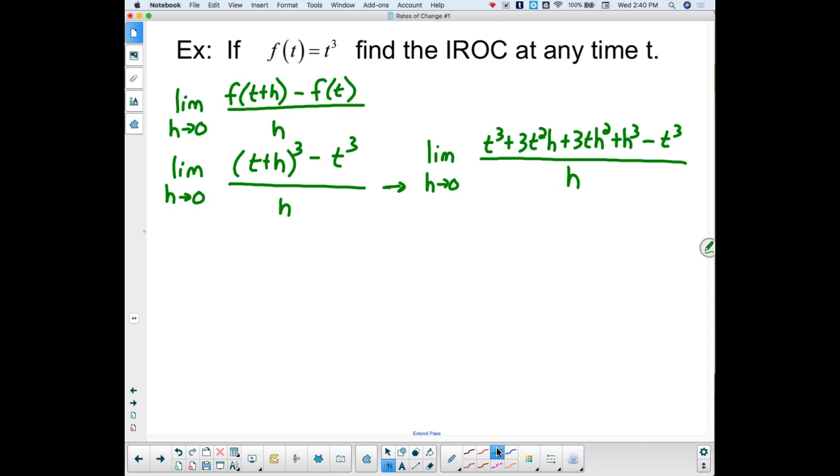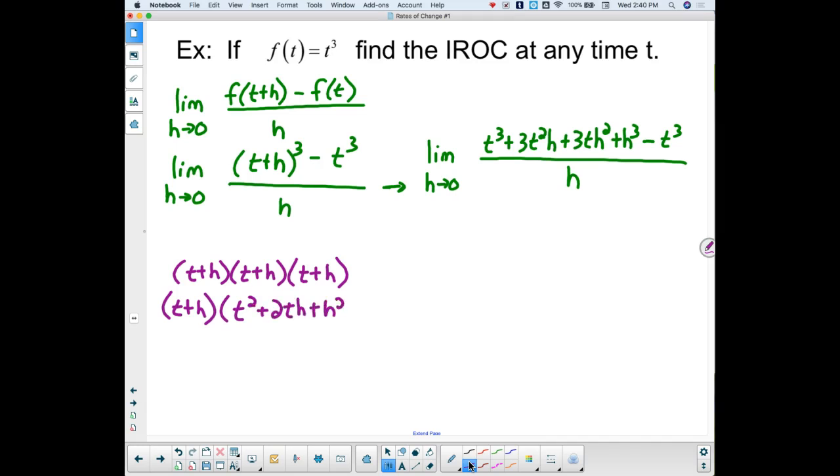t plus h quantity cubed is t cubed plus 3t squared h plus 3th squared plus h cubed. You can do that one of two ways. You could take the three binomials, multiply them out, then double distribute again, add those all up together, and that gives you t cubed plus 3t squared h plus 3th squared plus h cubed. Or you could remember this.